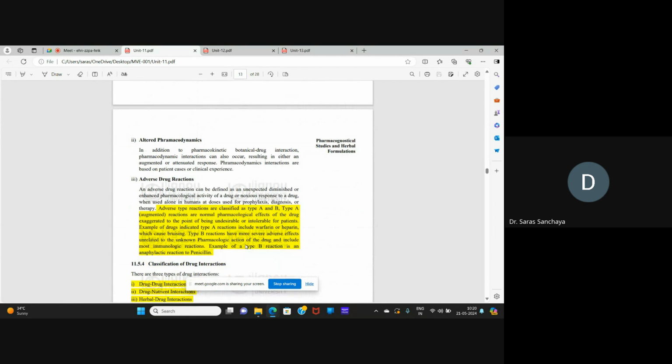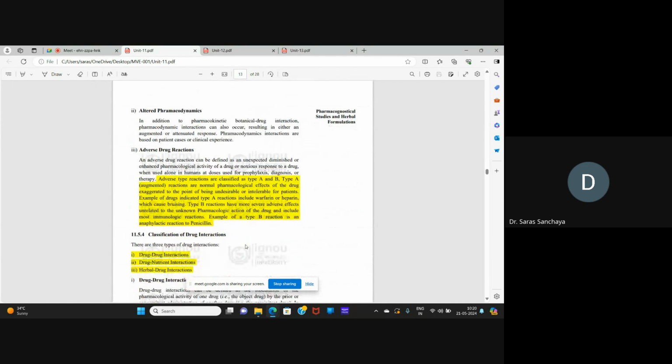Now, adverse drug reactions. An adverse drug reaction can be defined as an unexpected, diminished, or enhanced pharmacological activity of a drug, or a noxious response to a drug when used alone in humans at doses used for prophylaxis, diagnosis, or therapy. So, adverse drug reactions are classified as type A and B.